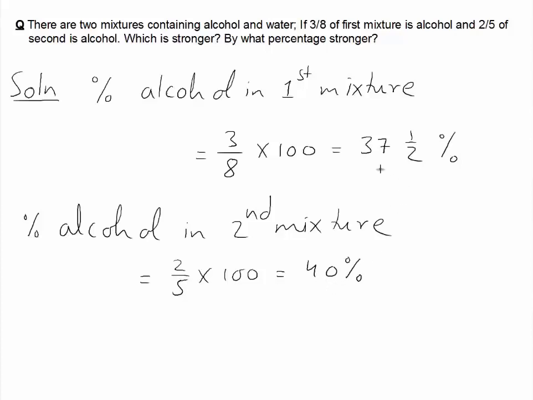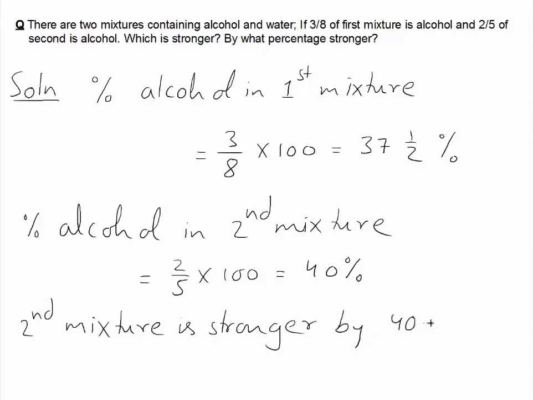So we can clearly see that second mixture has more alcohol compared to first mixture as percentage. So second mixture is a stronger mixture, and it is stronger by, we can directly see 40 minus 37.5, which gives us 2.5%.